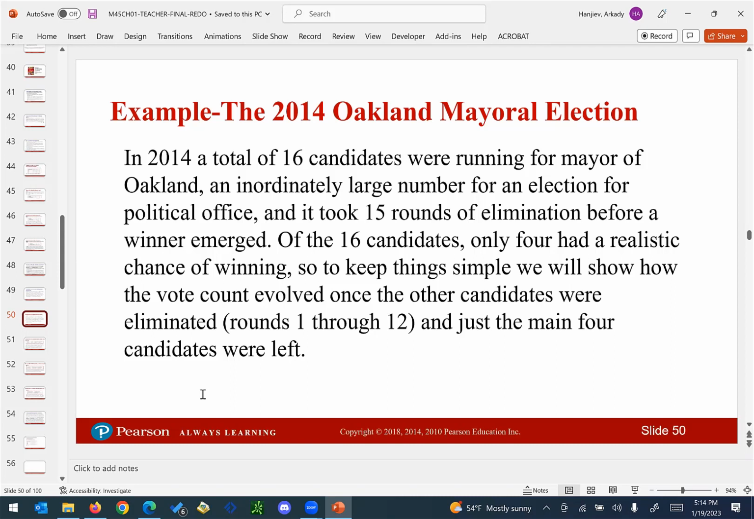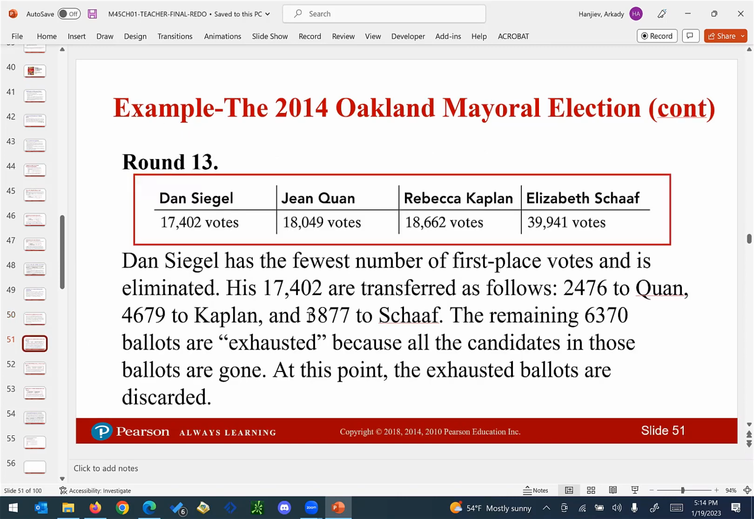So what happened was 4 people really had the majority. The other ones got like 10 votes, 4 votes. Their family voted for them only. This is how it's stacked up right here. This is the 2014 mayor election for Oakland. So you have Dan Siegel, 17K, Jean Quan, 18, Rebecca, 18.6, and Elizabeth, 39.9. So the question is, does she have the majority vote yet? And no, she does not.